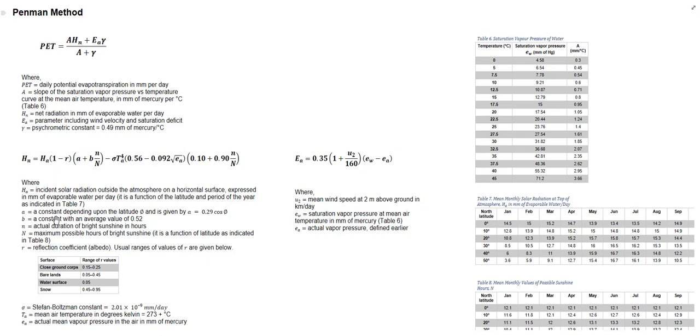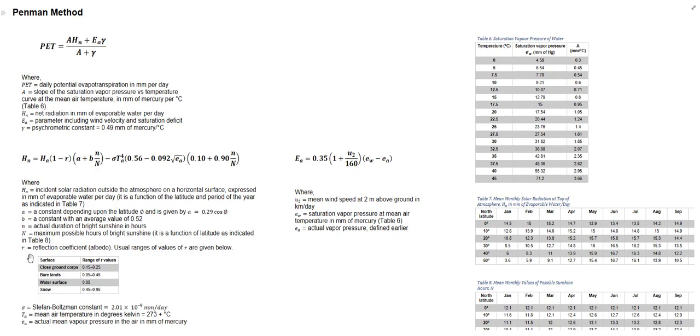Our a is the constant depending upon the latitude phi and is given by this formula. a is equal to 0.29 cosine phi. And b is a constant having an average value of 0.52. Small letter n is the actual duration of bright sunshine in hours. The big letter N is the maximum possible hours of bright sunshine, and this is a function of latitude. And this can be taken from table number 8.